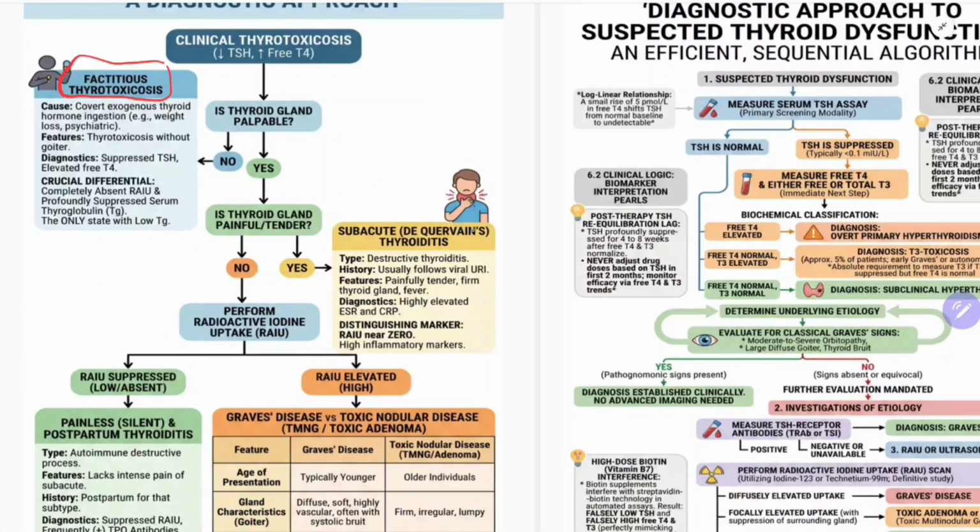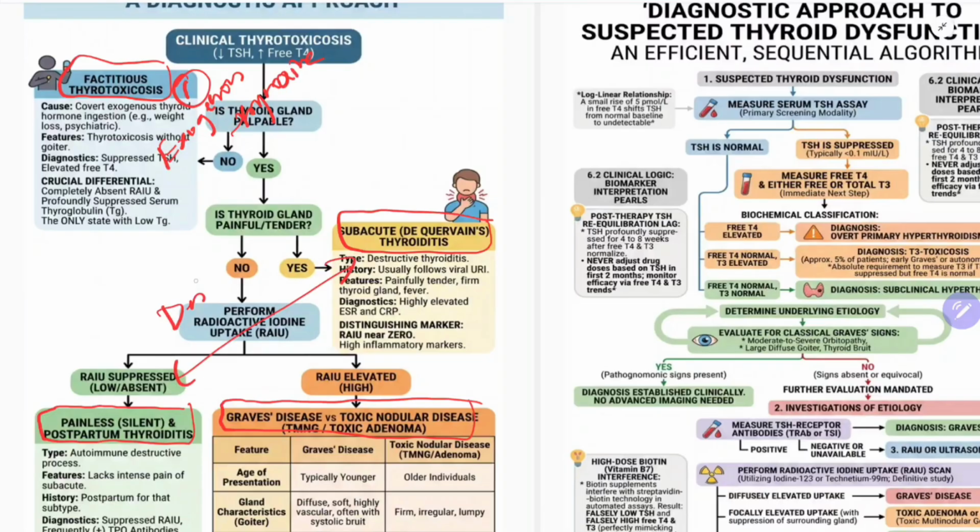factitious thyrotoxicosis, subacute de Quervain's thyroiditis or viral thyroiditis, painless or silent thyroiditis and postpartum thyroiditis. Fourth is Graves' disease and toxic nodular disease. So these are the four causes. As I said, the first is because of exogenous iodine or exogenous thyroxine intake, and these two are because of destruction, which causes leakage of T3 and T4, whereas here there will be increased production. That's how you need to differentiate.